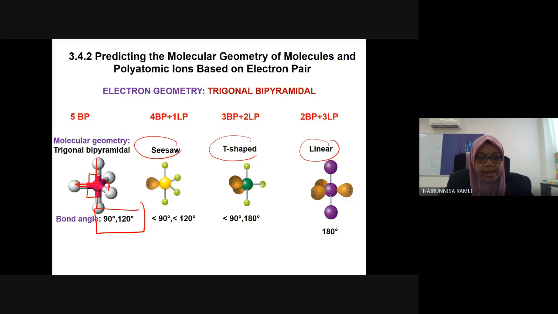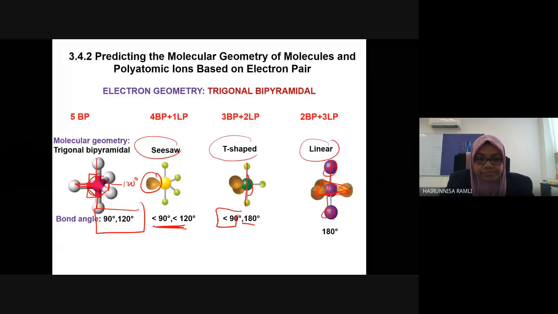Tapi ni kiri kanan ni, yang ni dengan ni, itu yang 120 degree. Okay, so if you have one lone pair, nampak tak? So dia akan should be lesser than 90, less than 120. And here yang 90 punya dia akan jadi less, but here the angle should be 180 lah. And ni tadi yang saya explain, trigonal tu semua dah jadi lone pair. So dia akan repel each other, end up yang ini akan maintain, so that's why angle dia 180.